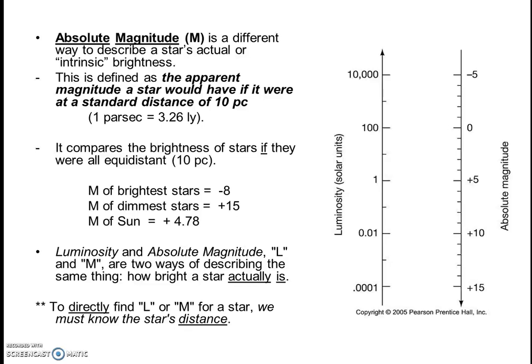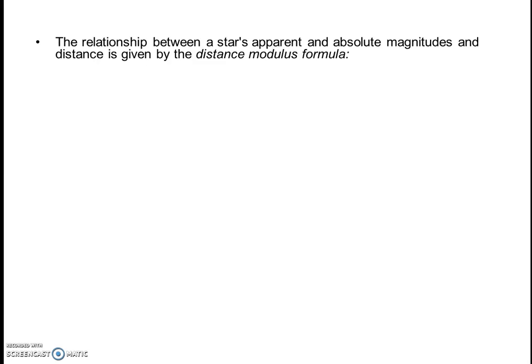So, to directly find either luminosity or absolute magnitude, you of course have to know the star's distance. And we find that again with geometric parallax. Once we do find the geometric parallax and we find the distance in parsecs, we use this handy but scary looking equation to figure out the absolute magnitude.